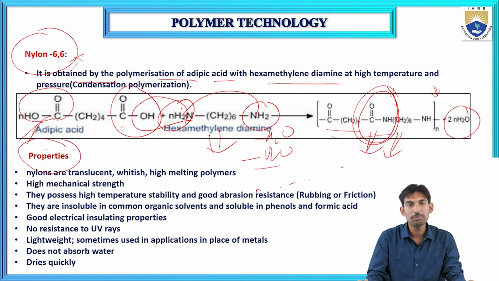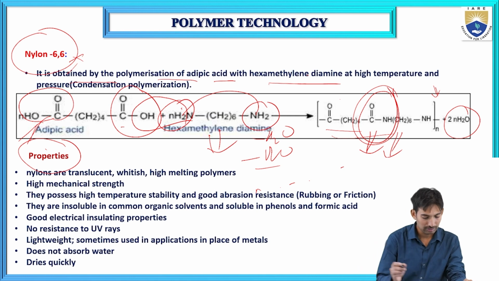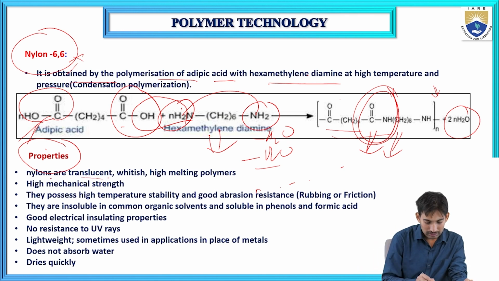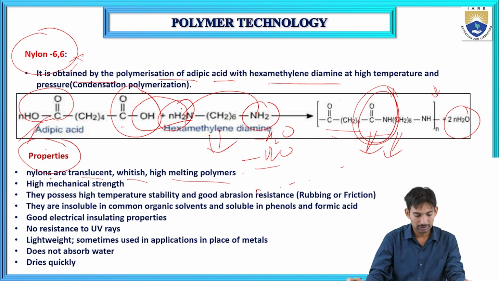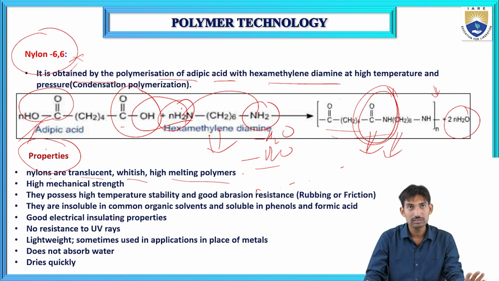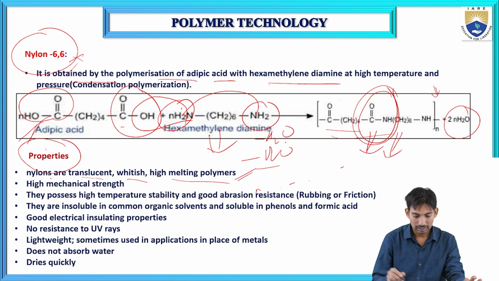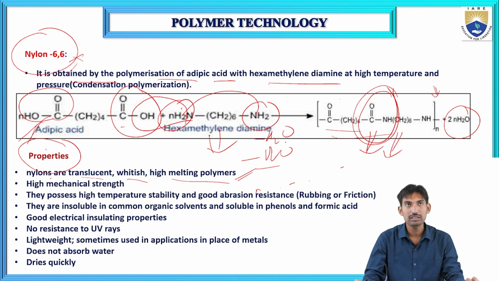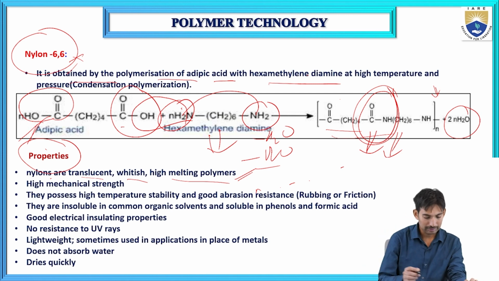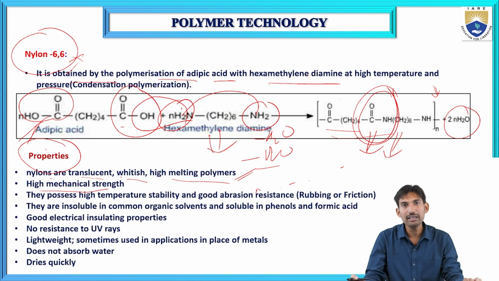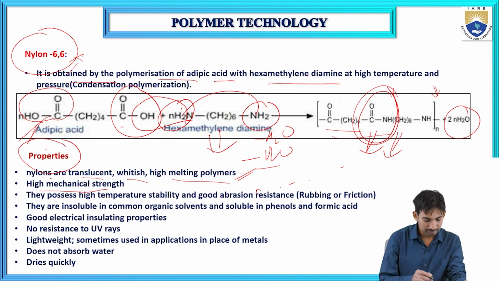See the properties of nylon 6,6. Nylons are translucent, whitish, high melting polymers. Nylon 6,6 has a high melting point. It also has high mechanical strength.